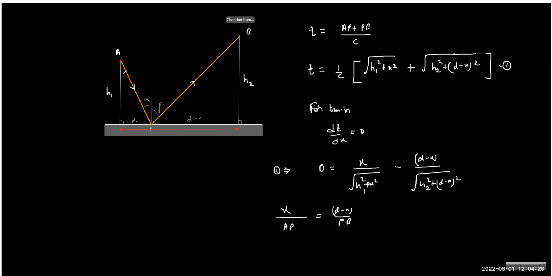And because this is alpha, this is also alpha, and this is beta, this is also beta. What is sin alpha? x by AP. What is sin beta? (d minus x) by BP. So if sin alpha equals sin beta, then alpha equals beta. Understood?